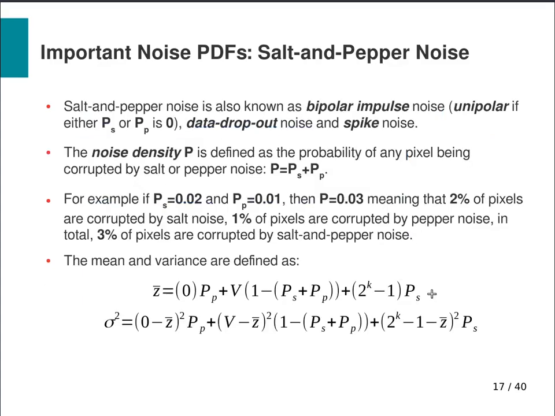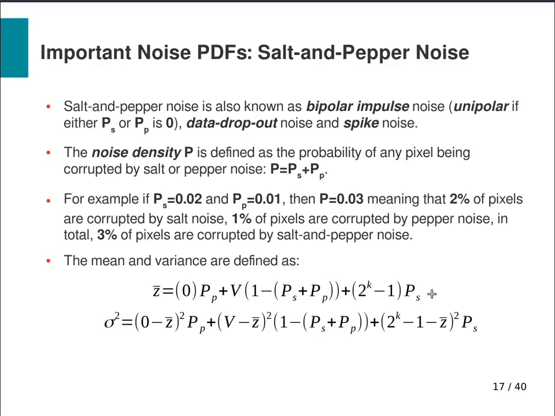So salt and pepper noise has other names too. Sometimes it's called bipolar impulse, or even unipolar impulse if either P of S or P of P is 0. It's also called data dropout noise or spike noise. The noise density P is defined as the probability of any pixel being corrupted by either salt or pepper noise. So P equals P of S plus P of P.